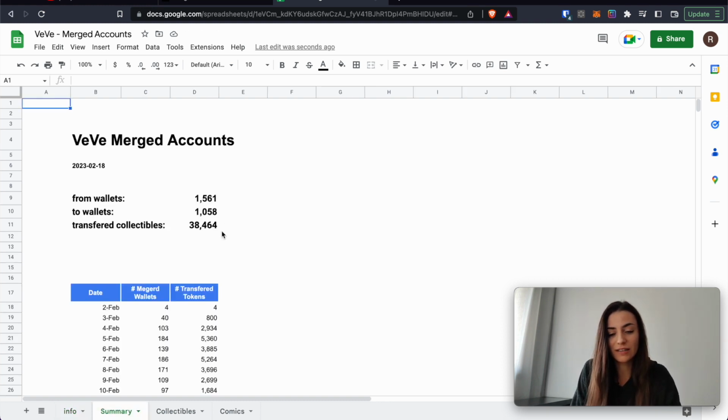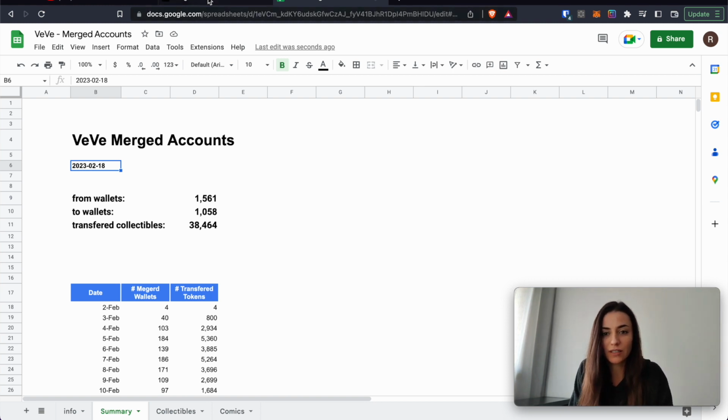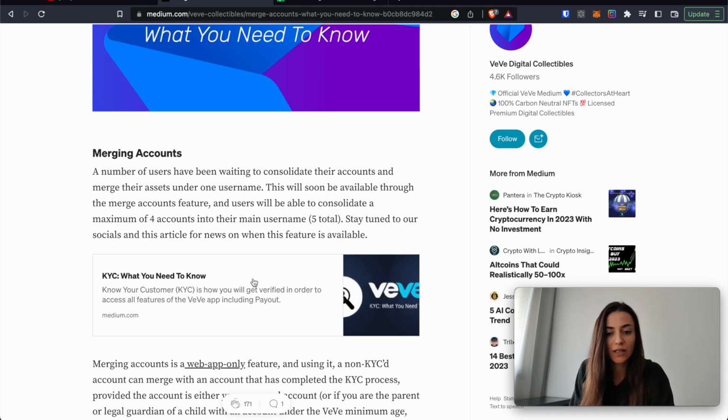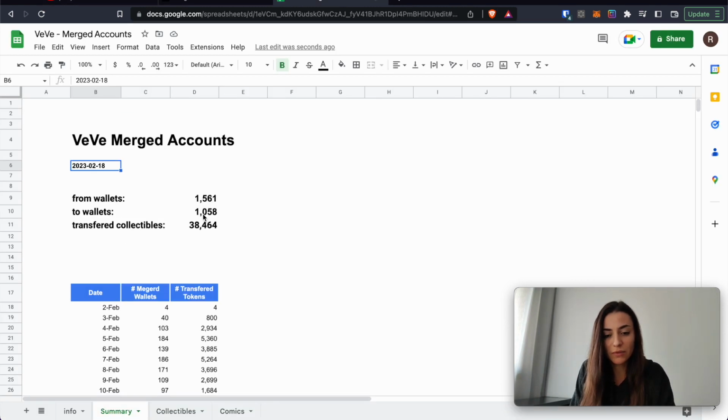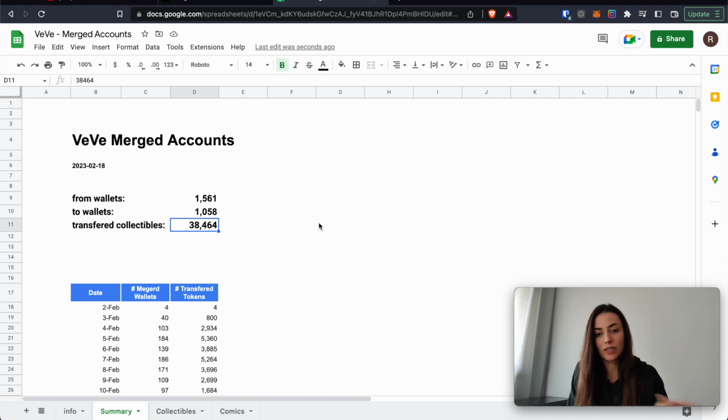So first the general stats in total from the beginning of February until the 18th, which was yesterday, we had a total of 1,561 wallets that got merged into 1,058 wallets. Because we know, as it says here, there's the possibility to merge up to 4 accounts to your main account. So as we see in those numbers, there were definitely some users that had multiple inactive accounts, and they merged several accounts to their main user account. And we had a total of 38,464 collectibles that were transferred during these account merges.